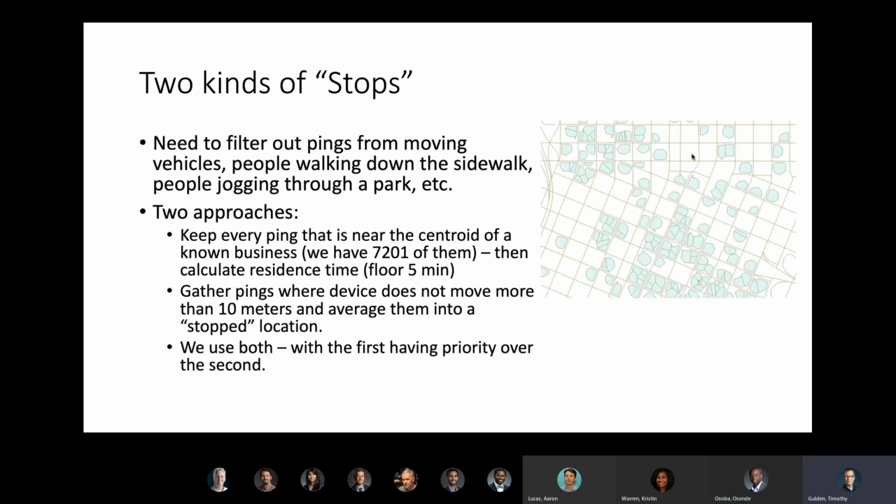The other kind of stop, outside those polygons: if a device pings twice within 10 meters of each other, we then start accumulating pings until we get a ping that's more than 10 meters from there. Then we take all those and average their location and record the beginning and end of that time. So it might be 1,000 pings become one location for an hour and a half.